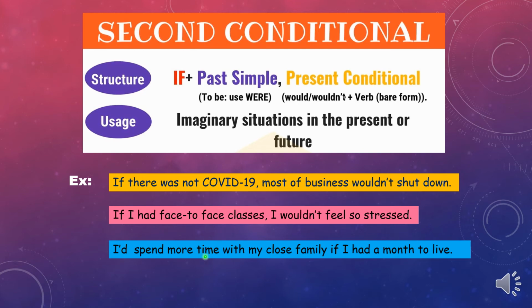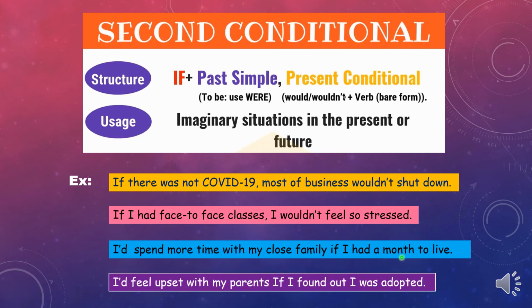I'd spend more time with my close family if I had a month to live. Quiere decir que si tengo el if en medio de la oración, simplemente continúo. Después del if, tengo el pasado simple. ¿Okay? Y lo que está atrás sería este I es I would. ¿Recordamos? I would spend more time with my close family if I had a month to live.